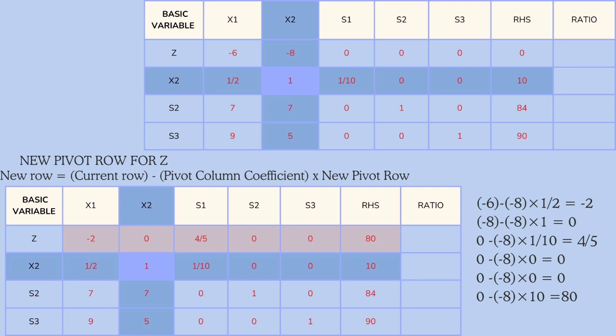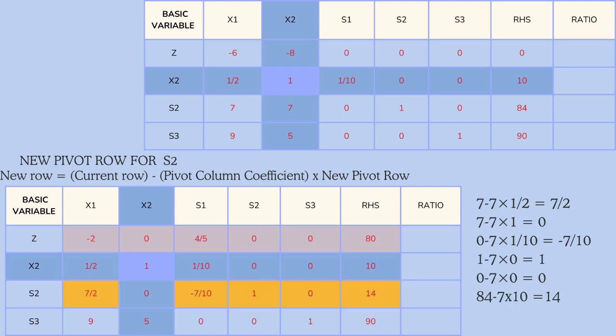So, yun lang lahat naman ang solve natin sa Z. Ngayon, diretso na tayo sa S2. So, same lang din naman kagaya sa procedures natin sa Z. Na hanapin muna natin yung current row, pivot column coefficient, and yung new pivot row.